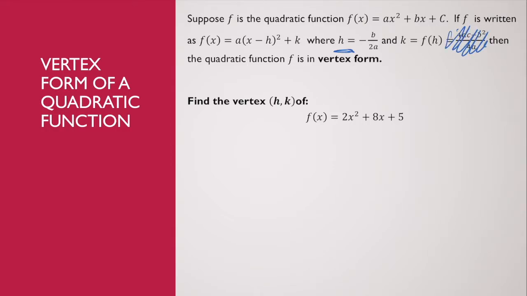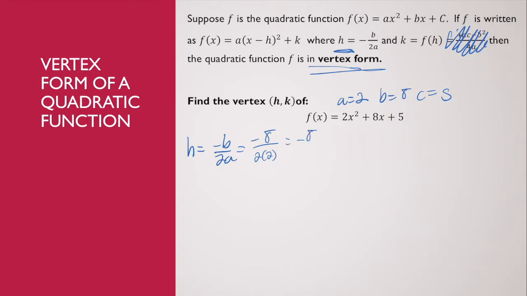So I have to label my a, b, c. So here a is 2, b is 8, c is 5. I'm going to go ahead and find my vertex. We are not putting it in vertex form just yet. I want us to get practice finding the vertex. So h is negative b over 2a. So I have negative 8 over 2 times 2. That's negative 8 over 4, which is negative 2. Then I know my x value of my vertex is negative 2.